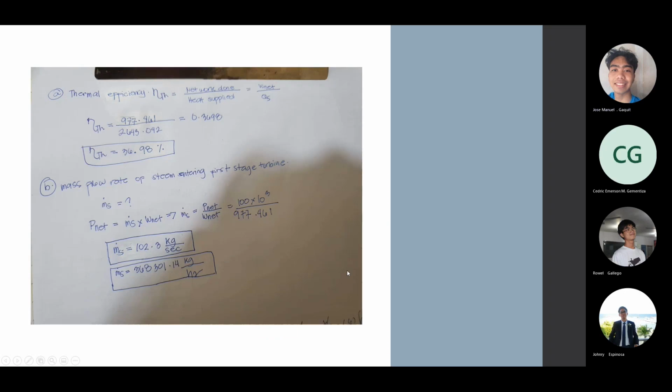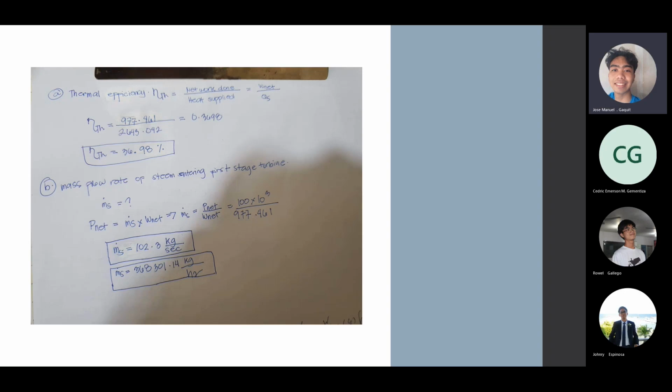And then for the net work, we get the work of the turbine minus the work of the pump. We get 977.461 kilojoules per kilogram. Q supplied, or Q in, is H1, the state after the boiler, minus H7, the state before the boiler. We're solving for that. We get 2,643.042 kilojoules per kilogram. And now we have everything we need to solve for both questions.